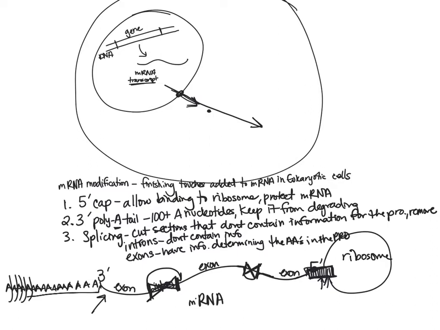So now that we've done this modification, now we can move from inside the nucleus up here. We have our mRNA transcript. It's gone through modification, so now we have our 5' cap and our poly A tail. We've already cut out the introns and glued the exons. Now this is our completed mRNA. And now it can go out through the nuclear pore, and move into the cytosol.